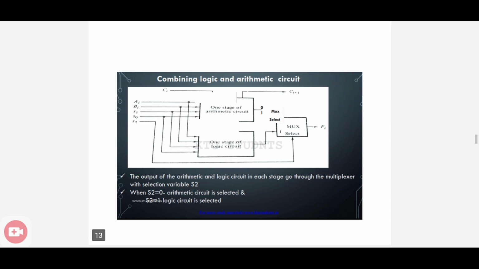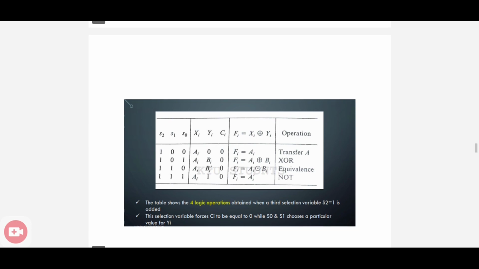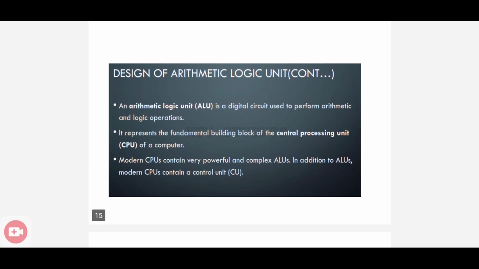So this is actually the ALU. This is the truth table that shows the 4 logic operations in an ALU. We already discussed that. Next, how to design the arithmetic and logic circuit. The ALU is used for performing arithmetic and logical operations. It is the main component of the central processing unit.